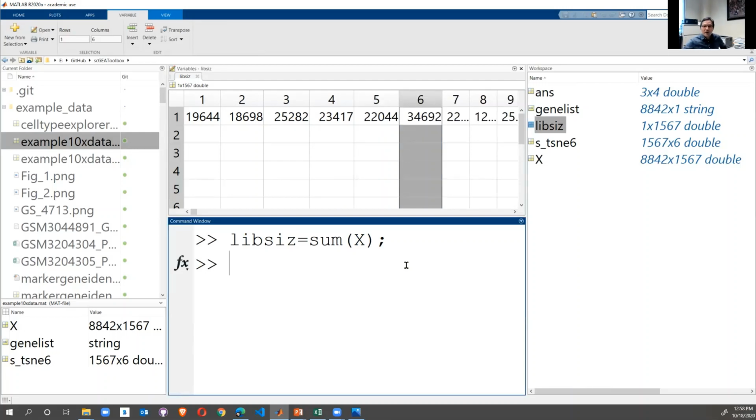And how I'm going to normalize to get the normalized UMI matrix. I'm going to use X divided by the library size. That will give me a normalized matrix.